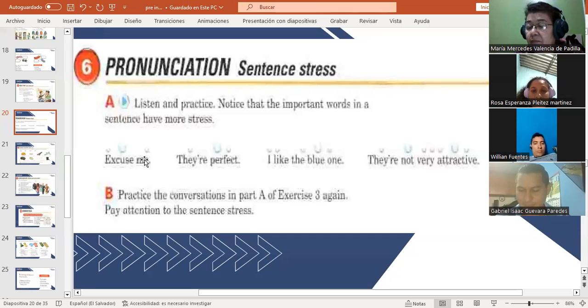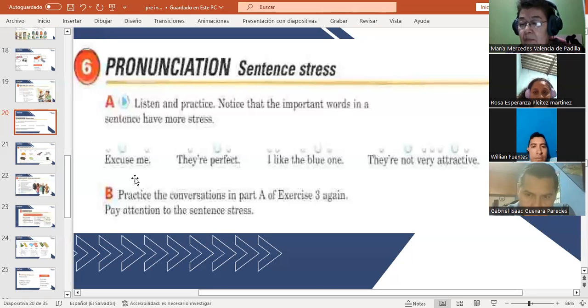Rose, read the fourth one. Excuse me. They're perfect. I like the blue one. They're not very attractive. Okay, William, your turn. Can you read the four phrases? The first one, excuse me. The second one, they're perfect. The third one, I like the blue one. And the fourth one, they are not very attractive. Okay, thank you. We're going to stop there.